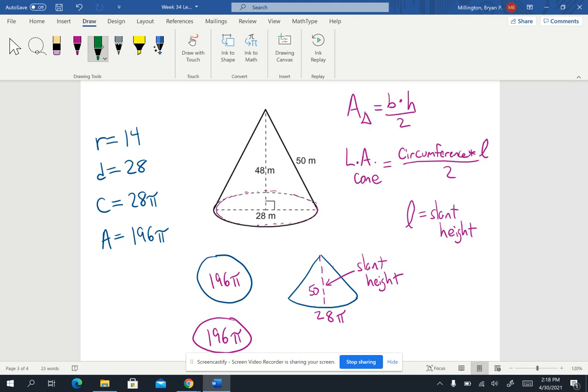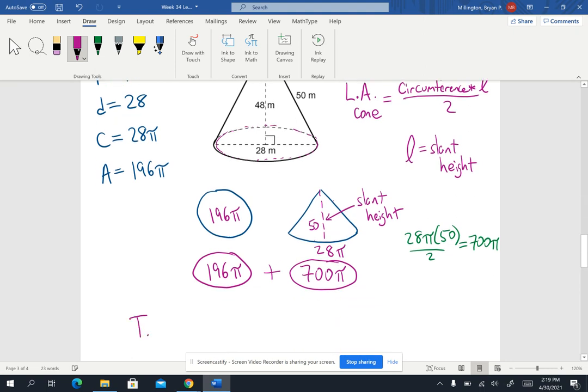So let's do that calculation real quick. Circumference is 28 pi, slant height is 50, and then divided by 2. When I do all of that, I end up getting 700 pi. The area of the circle was 196 pi, and the area of the lateral part was 700 pi. Then you add those up for your total surface area: 700 pi plus 196 pi, you're going to get 896 pi. And this was meters squared.